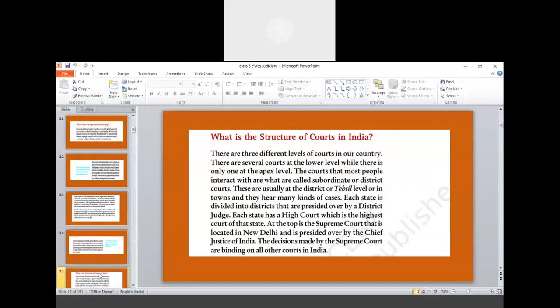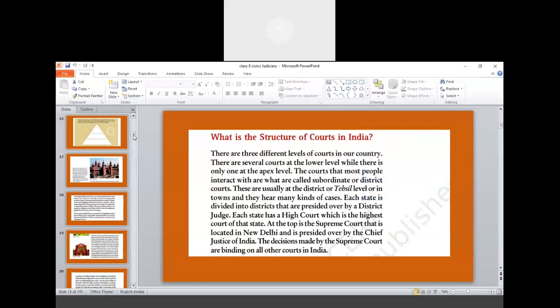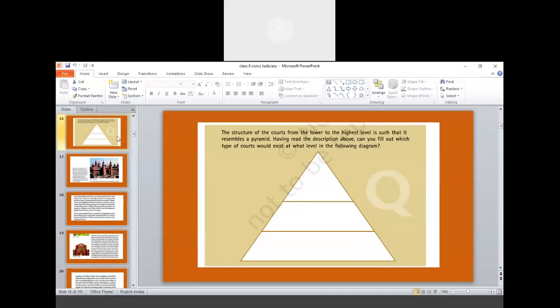So that is about independence of judiciary. Now, the next point, the structure of judiciary in India. I explained to you, the Indian judicial system is arranged in a pyramidal structure.